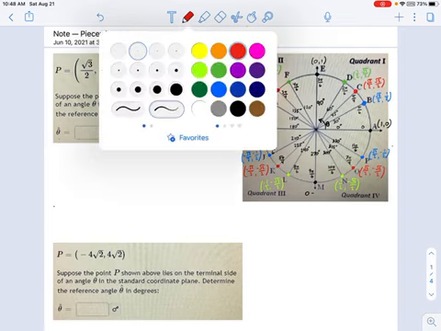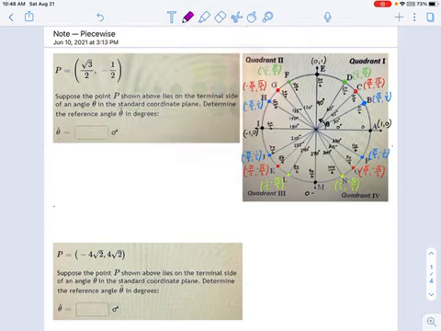Let's use something really thick to mark it. Okay, I'm going to use Riverton purple. There's my point. Okay, x equals radical 3 over 2, y equals negative 1/2. So we're talking about the angle 330 degrees.